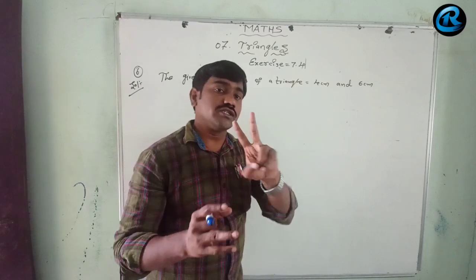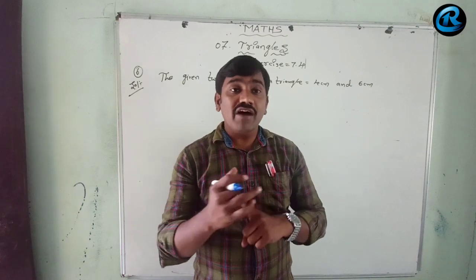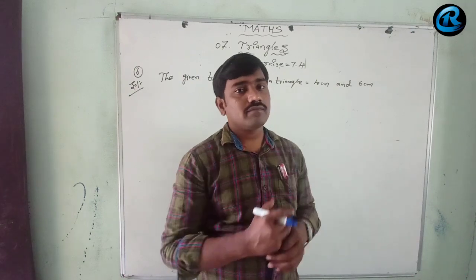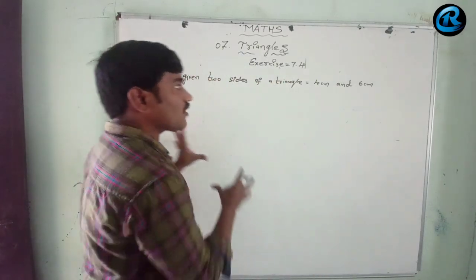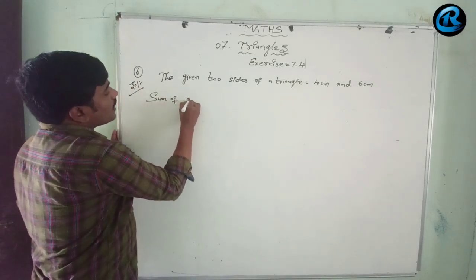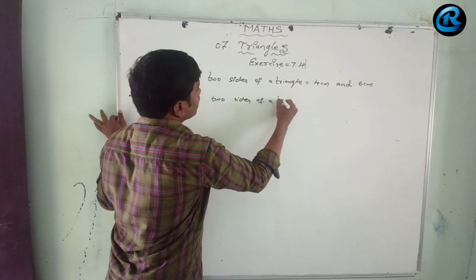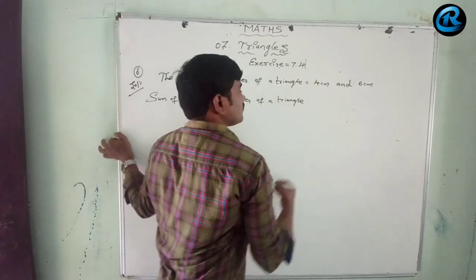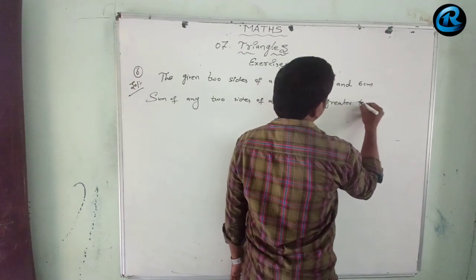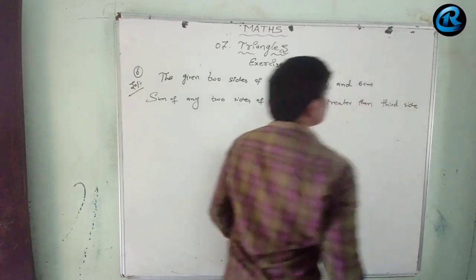To form a triangle, we have two theorems actually. As I told you at the beginning of this video, the sum of any two sides should be greater than the third side, and the difference of any two sides should be smaller than the third side. So based on that, we are going to do it. Here, the sum of any two sides of a triangle is greater than the third side.